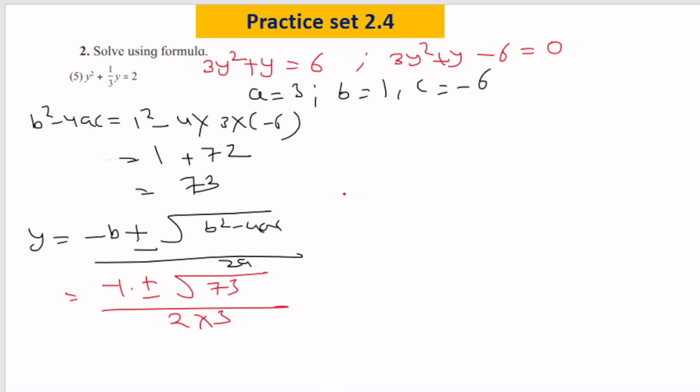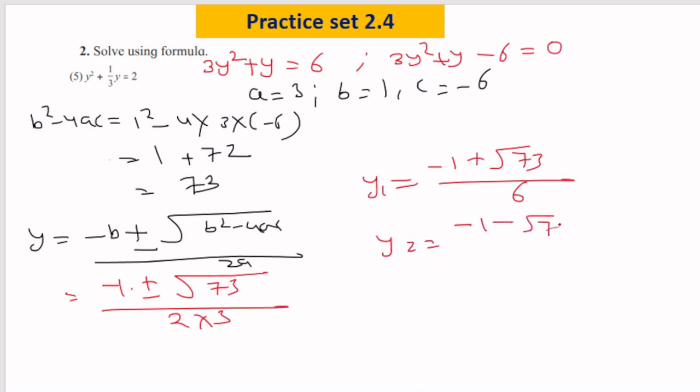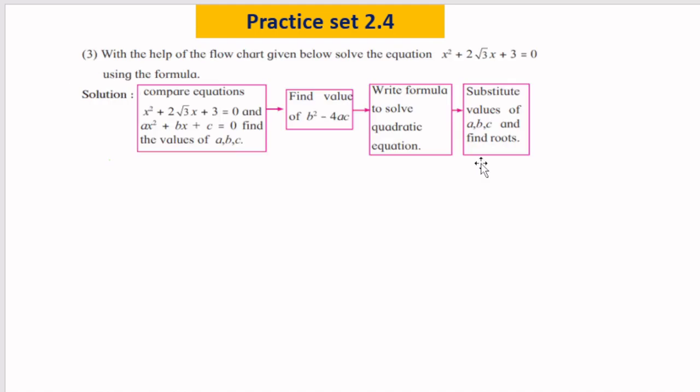So we'll have two factors now. Immediately we can write y1, the first factor, that is (-1 + root 73) / 6. The second will be y2 = (-1 - root 73) / 6. Isn't it damn easy? No need to rush, it's very easy. Let's go to the next question.